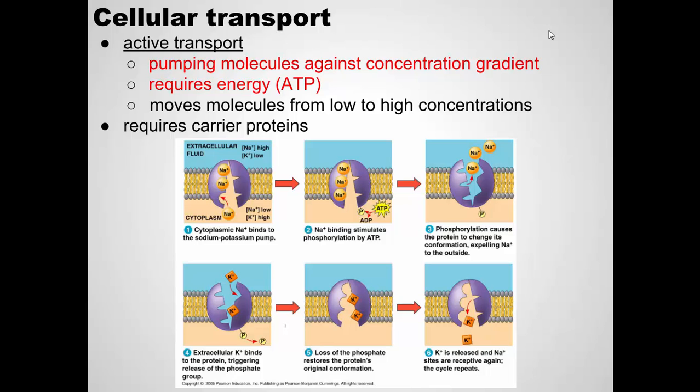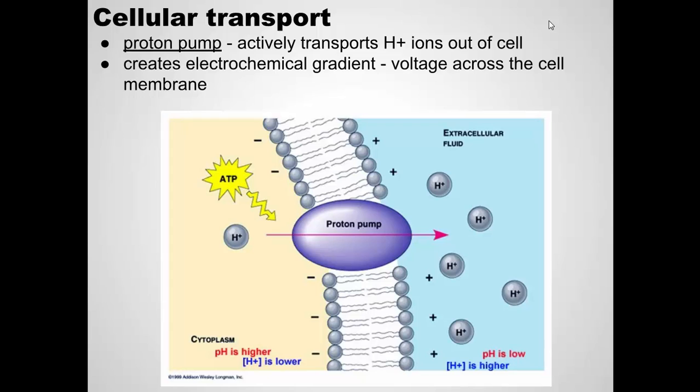So it moved both of these ions against the concentration gradient, and now it can work again to pump out 3 more sodium and allow 2 more potassium in. Again, this is really important in nerve cell function. Another important example of active transport is called the proton pump.